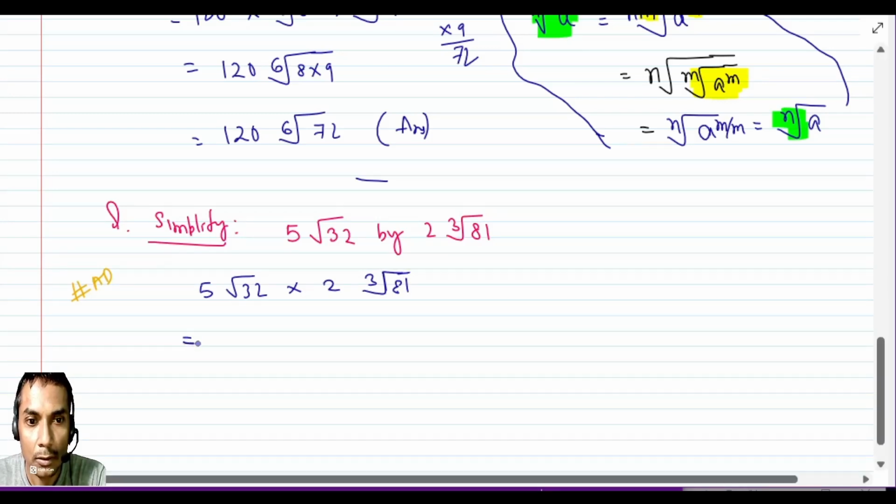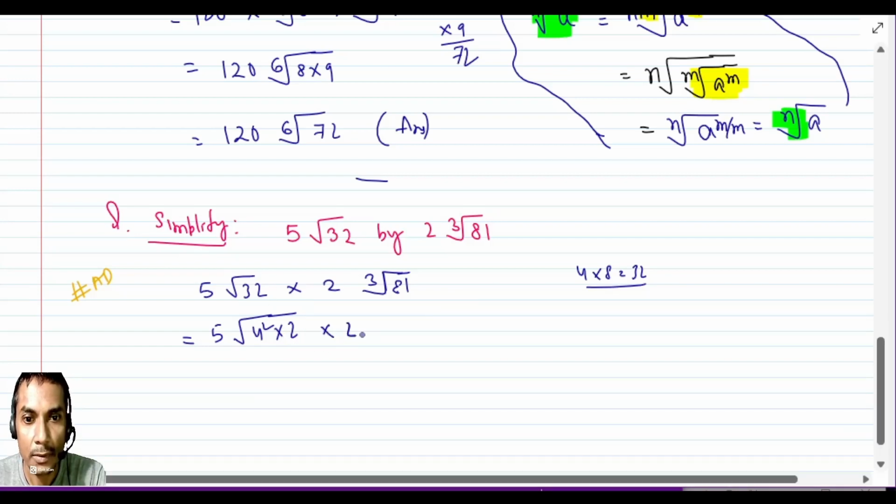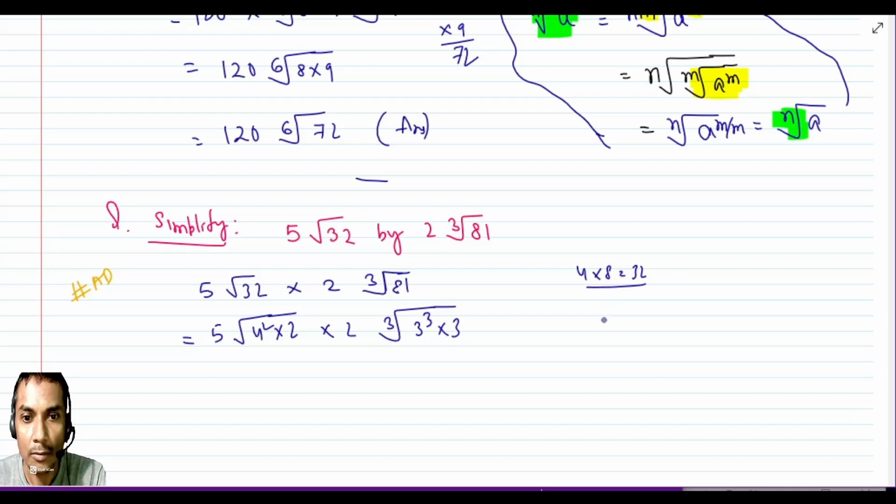Okay, so what you have to do, you just simplify this. This is the 4th root of 32, so it will be what, 4 square into 2, 16 into 2 is 32, clear. And here, 3 cube into 3, because 81 is equal to 9 into 9 is equal to 3 cube into 3, clear.